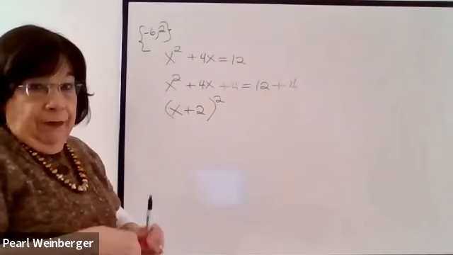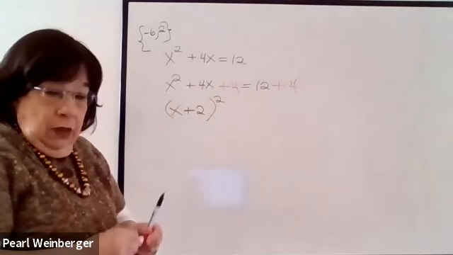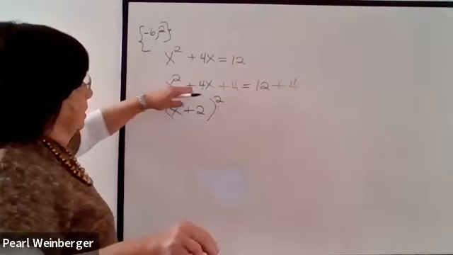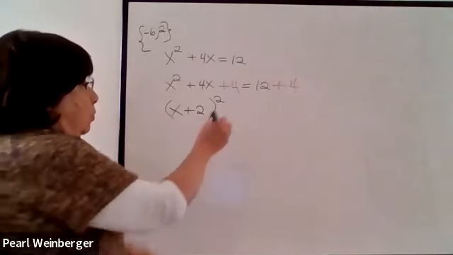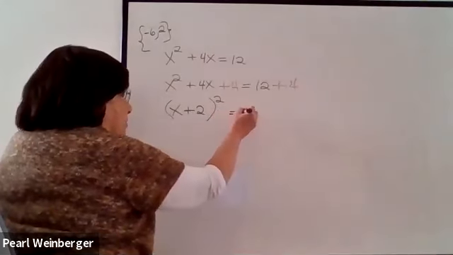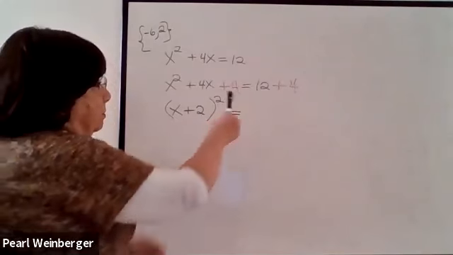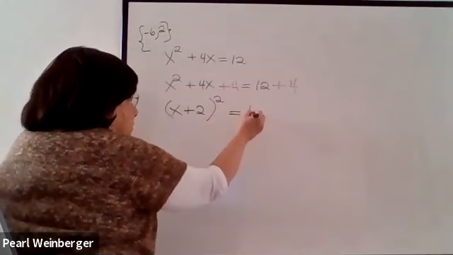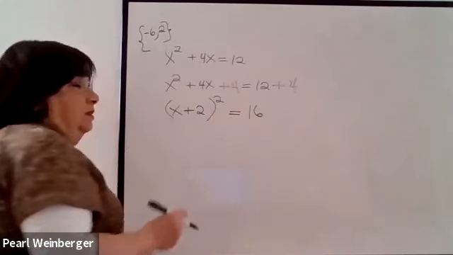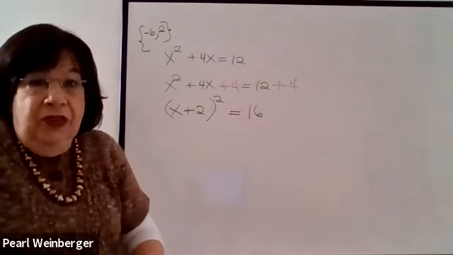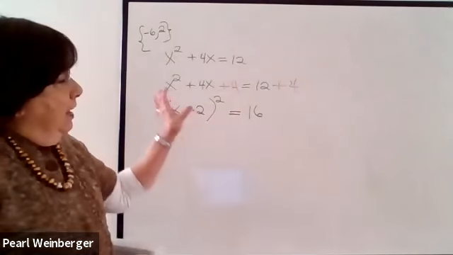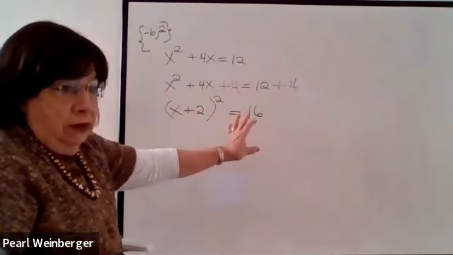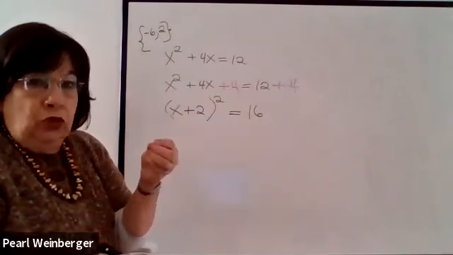Now, let's see what happened. We know now this x squared plus 4x plus 4 is the x plus 2 squared. What do we have on the other side? Well, let's combine them. 12 plus 4 is 16. And now the format of the question is familiar. I have something squared equaling a number, so I can use my square root method.